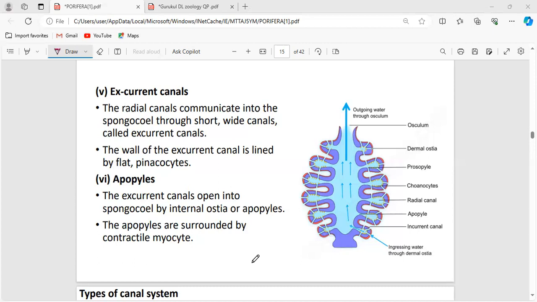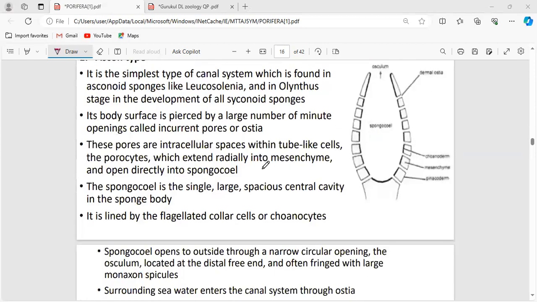And what is the name of the larval stage undergone by the leucon type of canal system? The poriferans or sponges which have the leucon type of canal system have which type of larva? That is why the leucon type is also called by another name, because of the larval stage it undergoes. Very good. Rhagon larva. Clear? Super.